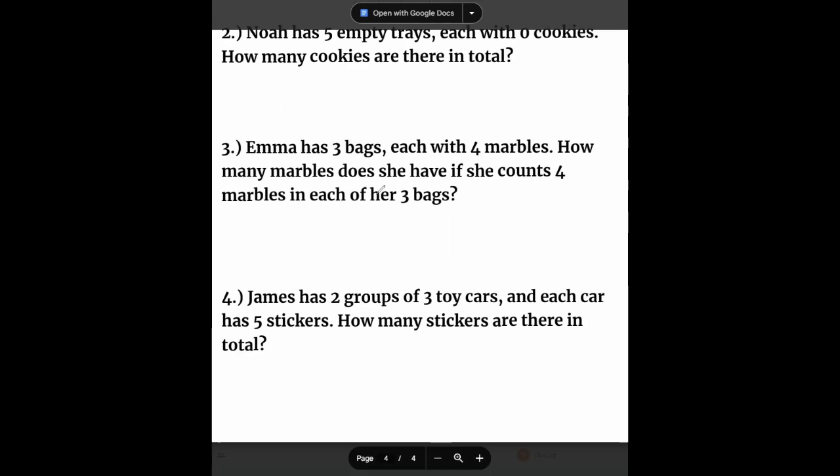Emma has 3 bags, each with 4 marbles. How many marbles does she have if she counts 4 marbles in each of her 3 bags? So if she has 3 bags of 4 marbles each, it's basically 3 times 4, because 3 groups of 4. So she has 1, 2, 3 groups of 1, 2, 3, 4. Then basically it's just 1, 2, 3, 4, 5, 6, 7, 8, 9, 10, 11, 12. So it's 12, because 3 times 4 is equal to 12. I kind of did this confusingly. This is an example of commutative property, because you could honestly switch these numbers around and it wouldn't make any difference.